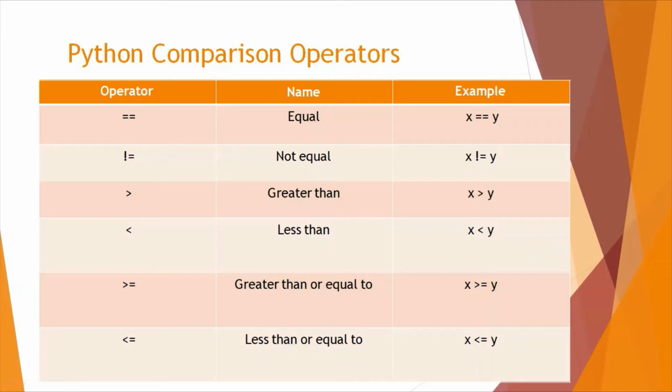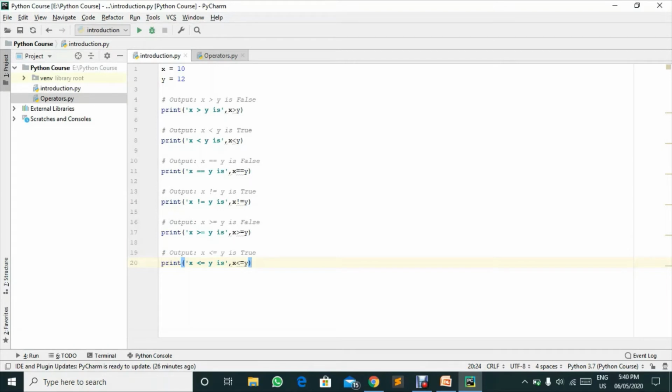So let's have a look at all of them in our PyCharm. Here I have all the comparison or relational operators in Python. So first of all, I have x is equal to 10 and y is equal to 12. So we'll check if x is greater than y.